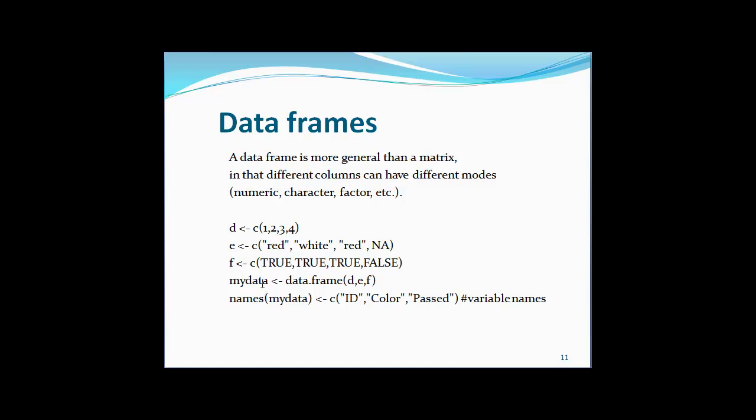Now how to create a data frame? Here's an example of it. Suppose I am having 3 vectors D, E, F. One is a numeric vector, second is a character vector, and third is a logical vector. Now I want to create a data frame from it. My data is my data frame, you can give any name, equal to data.frame in bracket D comma E comma F. And if I want to give names to it, I'll write names of my data is equal to c("ID", "color", "passed"). This is ID, this is color, and this is passed or not. In this way you can create any data frame.